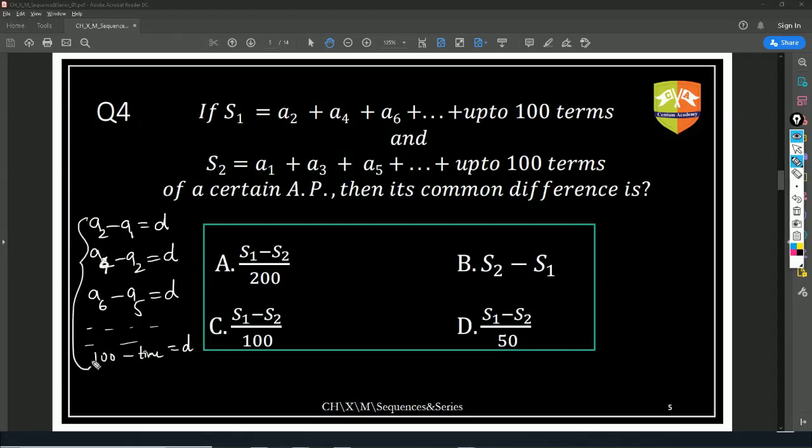So add all, what will you get? You will get S1 minus S2, right, is equal to 100 D, right? So D is equal to S1 minus S2 upon 100. Right, so no formula so far, I haven't used. Why 50 times? There are 100 terms there. Both are 100, 200 terms were there. So 100 and 100 each. Correct? Got it? Clear, Aaron? So there will be 100 pairs, and hence the sum D is this much.